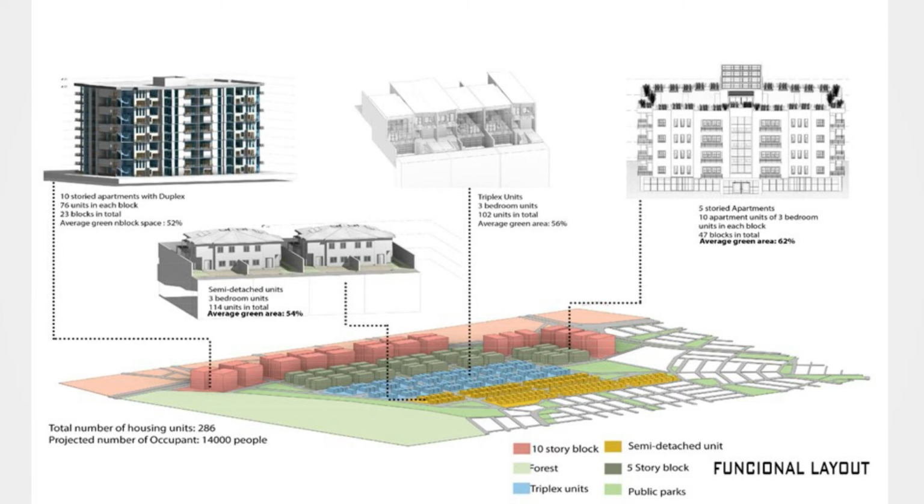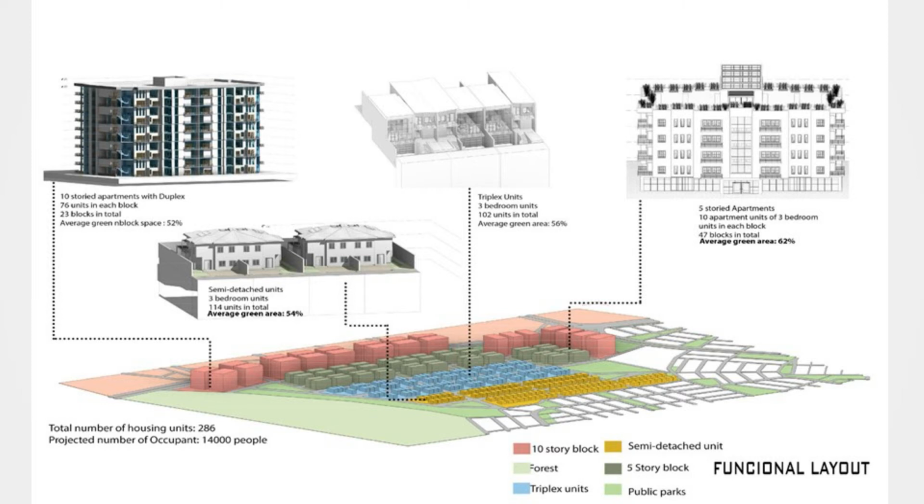Then after them are the 5-story apartments. The 5-story apartments were designed to be more comfortable, with 2 apartments on each floor, making it 10 apartments for each block. Each apartment was a 3-bedroom apartment. There are 47 units of this. It also consisted of a lot of green spaces around it, with the average greenery of these blocks standing at 62%.